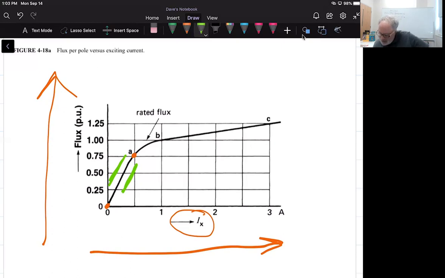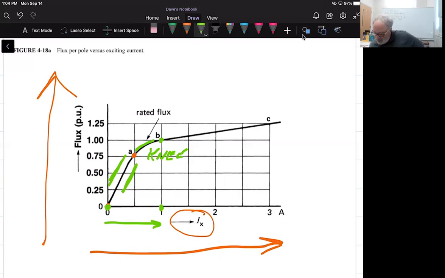Okay, so as I continue to increase the excitation current and reach this point, we see that the linear portion of the curve ceases, and there's what we call a knee of the curve where it starts to bend and starts to flatten out. So from here to here, it's a pretty good response to an increase in excitation current. As a matter of fact, we're going from 0 to 1 with a 1 per unit increase in the flux.